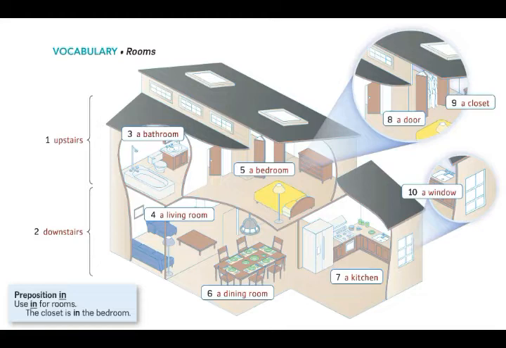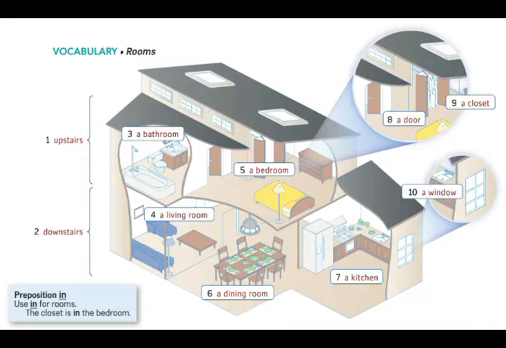Before we start, let me tell you that you can find this grammar and this vocabulary on pages 40 and 42 of the book. In the case of the rooms, I'm going to show you this picture and let's see the different vocabulary that we have here. First, we have upstairs. Upstairs is the second floor of the house. In a house that has two floors, we usually say upstairs when we want to go to the second floor.